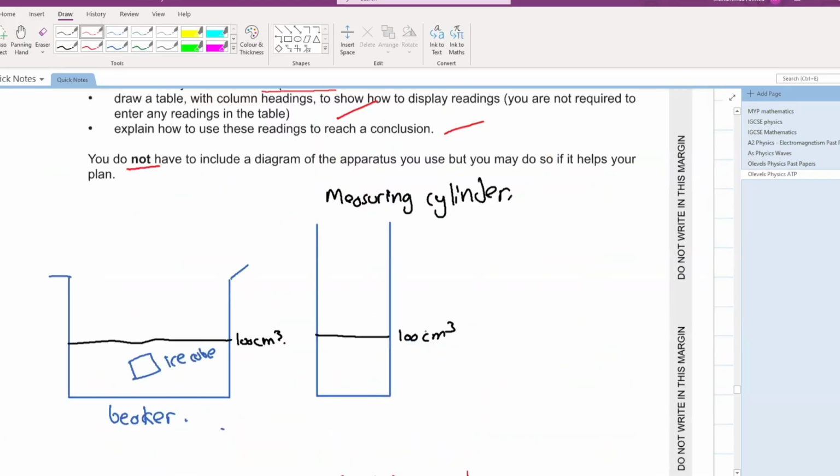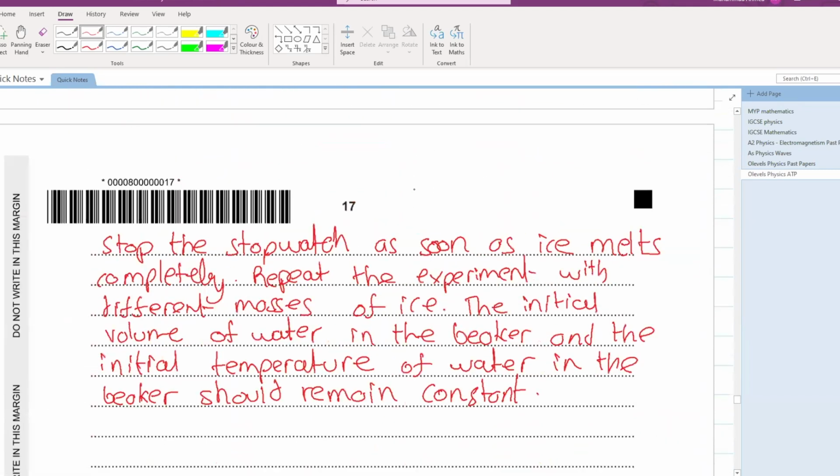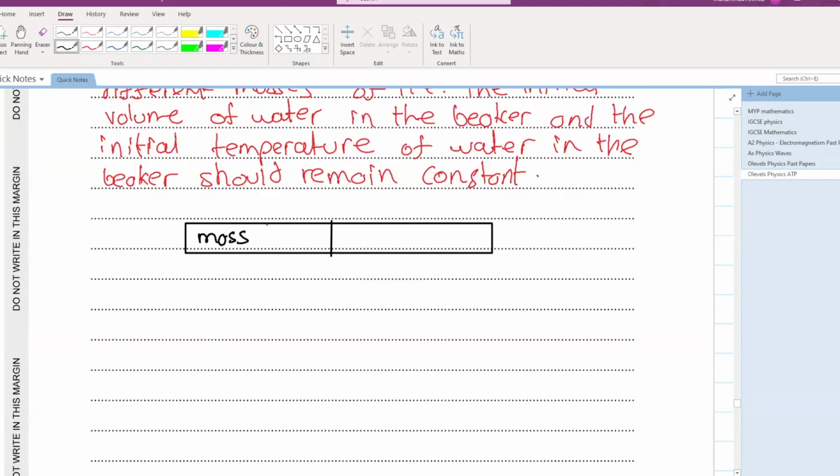Lastly, what is the examiner asking you? Draw a table with column headings to show your readings. Okay. So how do you draw a table? Very, very easy. Draw a table like this. What will be the column headings? Mass of ice cube slash grams and time taken to melt slash seconds.